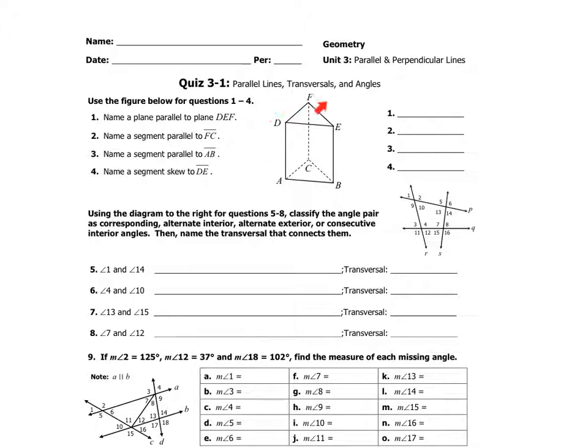We're going to use this shape in questions 1 through 4. You're going to name a plane that's parallel with DEF. So if I highlighted DEF, that would be this top portion right here. That's the very top of the shape. Name another plane that's parallel with it. Remember, when we name a plane, do just like they did here in the question. Write the word plane and then 3 points.